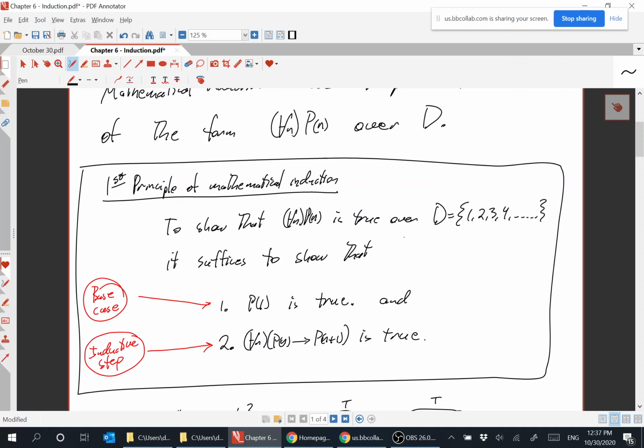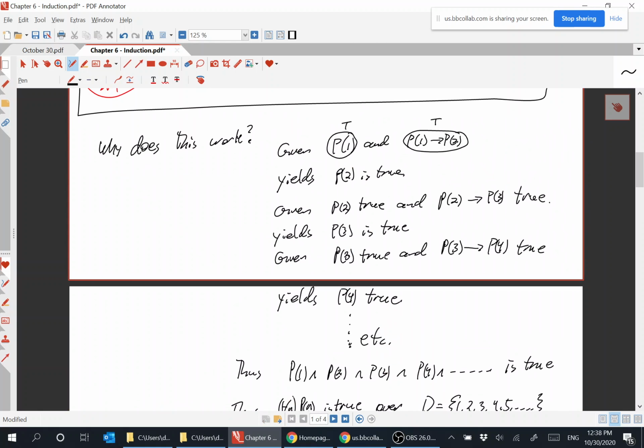So to show that for all n, P of n is true, it suffices to show that P of 1 is true, and for all n, P of n implies P of n plus 1 is true. So case 1 holds, and then case n implies case n plus 1. Why does that do the trick?